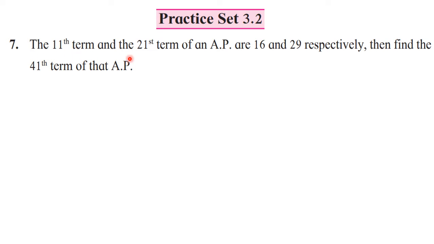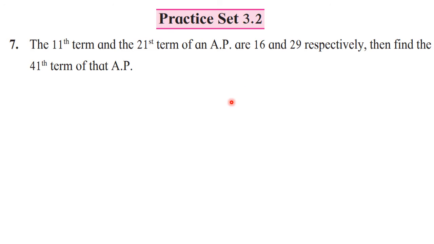The 11th term and the 21st term of an AP are 16 and 29 respectively. Then find the 41st term of that AP. After reading the question, you should write down what is given to you and what you want to find. In the first part the given things are there, and in the later part we have what we have to find. What is given to us is the 11th term is 16 and the 21st term is 29.